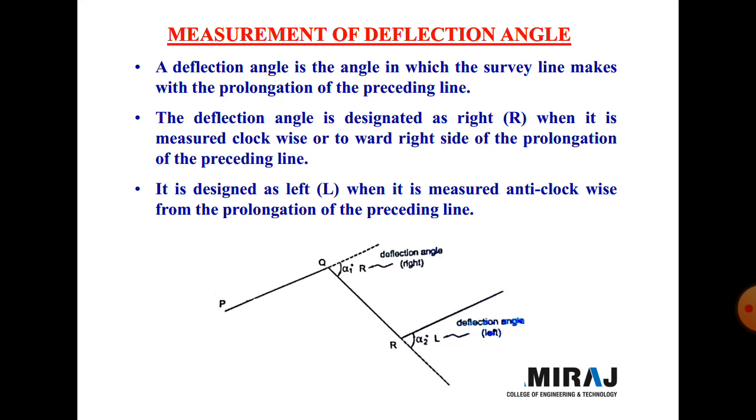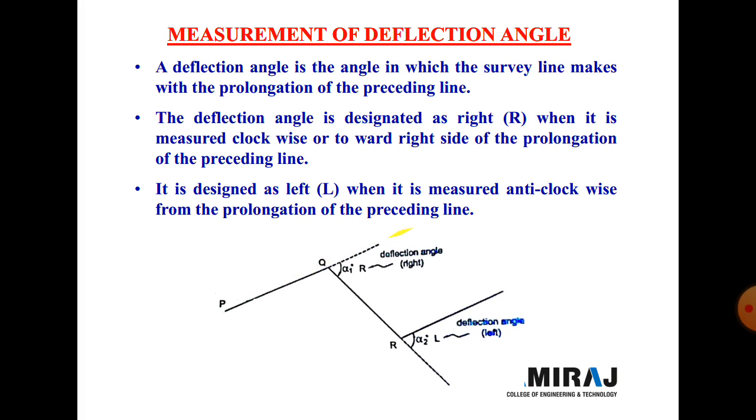So first, deflection angle is the angle which the survey line makes with the prolongation of the preceding line. Here the deflection angle is designated as right. When it is measured clockwise, toward the right side of the prolongation of the preceding line, it is called a right deflection angle.